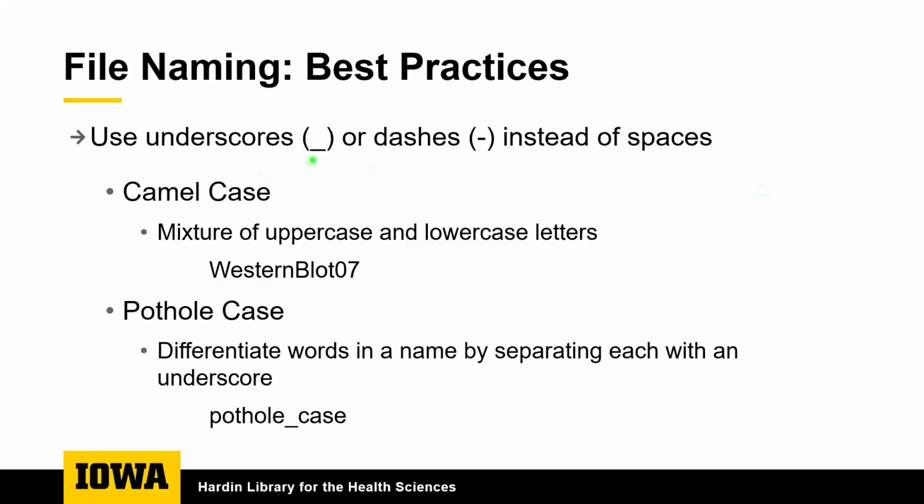You should use underscores and/or dashes instead of spaces. This slide has two examples of file naming conventions. Camel case, which is a mixture of uppercase and lowercase letters like in this example, and pothole case, which differentiates words in a name by separating each with an underscore, as in this example. And of course, camel case and pothole case can always be combined as well.